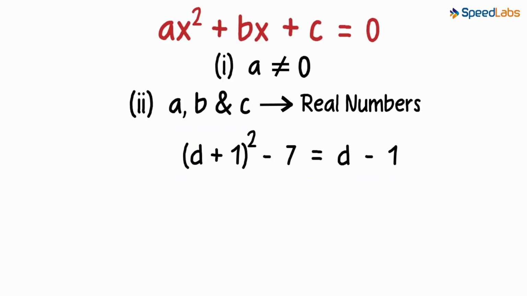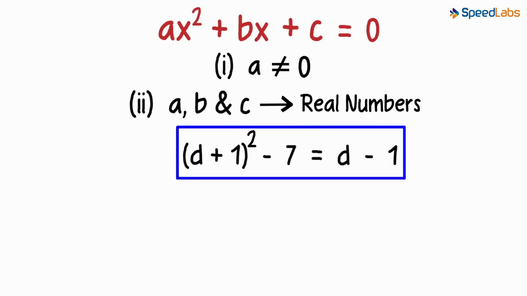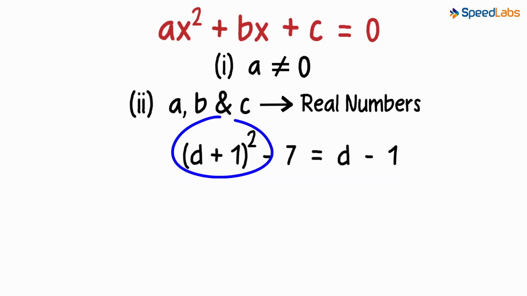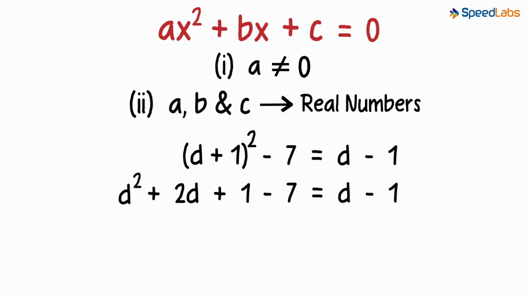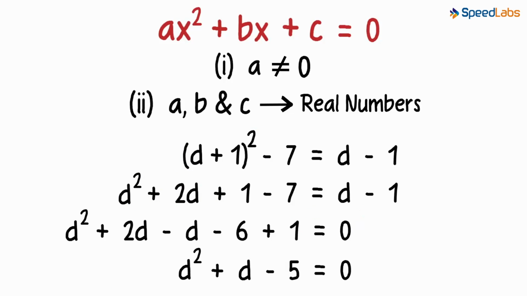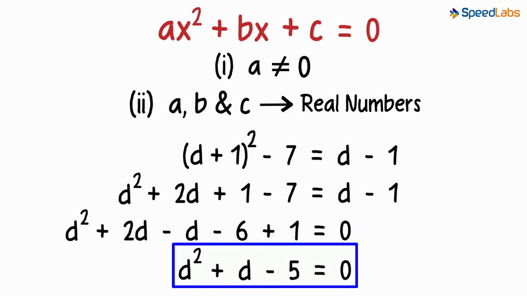So here, all we need to do is solve it a bit further and get all terms on the left side of the equation. (d plus 1) the whole squared can be written as d squared plus 2d plus 1. Transposing the terms on the right to the left, we get this equation. And this is the quadratic equation form. The answer is yes, it is a quadratic equation in variable d.